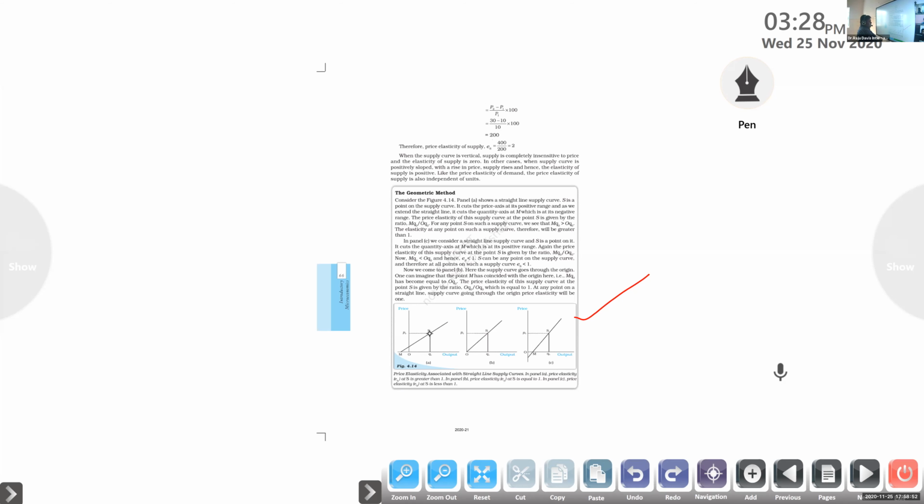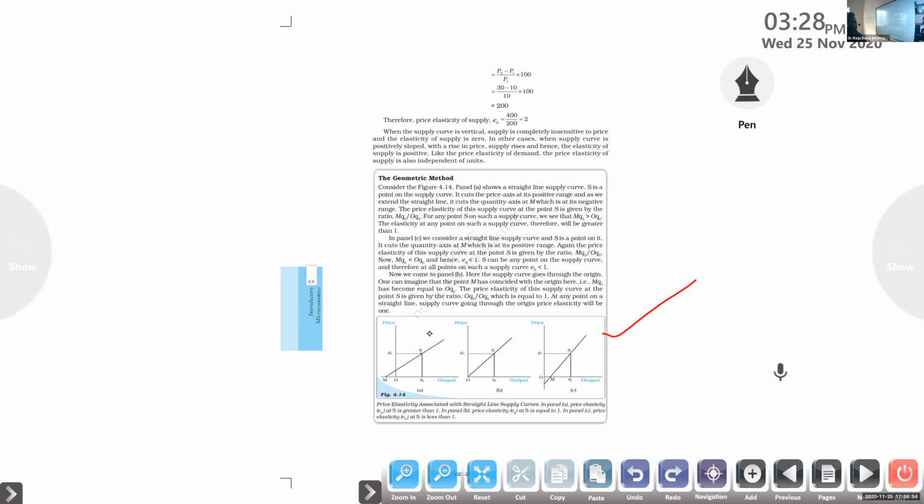Hope you are able to see the screen properly. Want to increase the size again? If you are unable to see it from the board, you can open your textbook. S is the point on the supply curve. In panel B we can also find the S here, and in panel C also S is there.